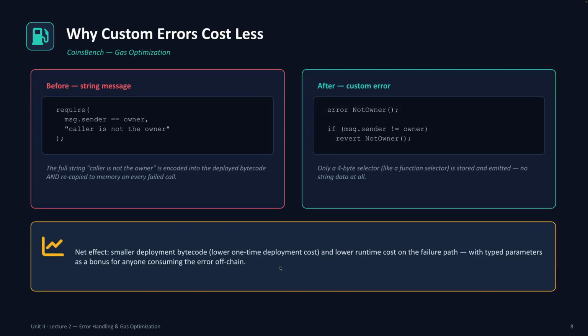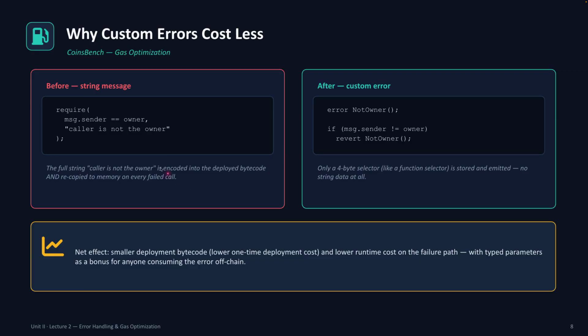Let us now try to answer this question: why do custom errors cost less? The idea is simple. If you can do a task in 3 steps as compared to a task that can be done in one step, obviously, whoever is doing the task in one step will cost less.